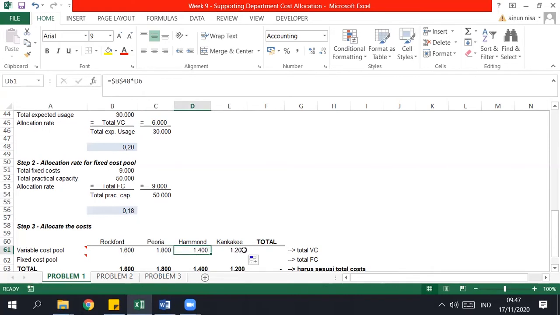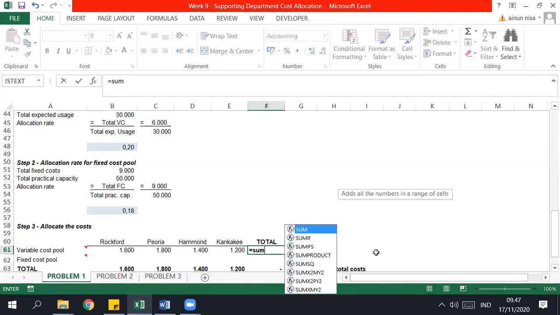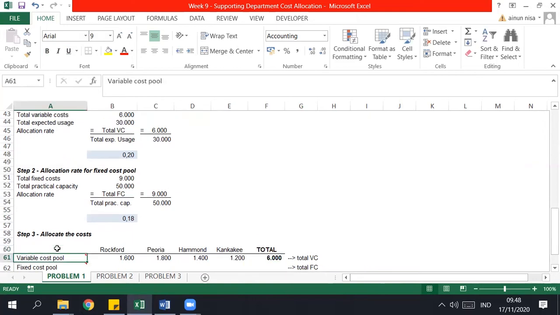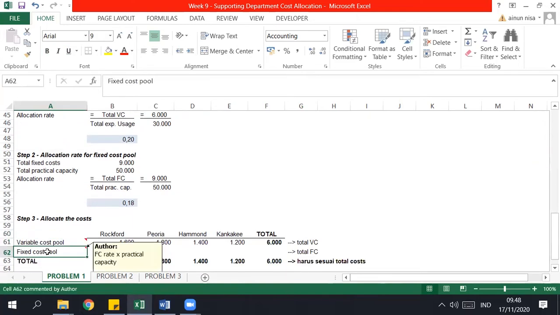Okay, and don't forget, in the end, you have to sum up all the costs of the departments. And to check if your calculation is right, it must be equal to the total variable cost. Okay, second is allocating the cost based on the fixed cost pool. It is the fixed cost rate times practical capacity.